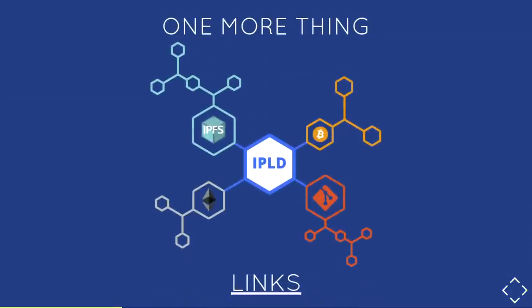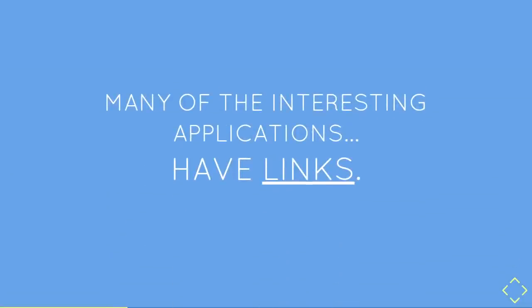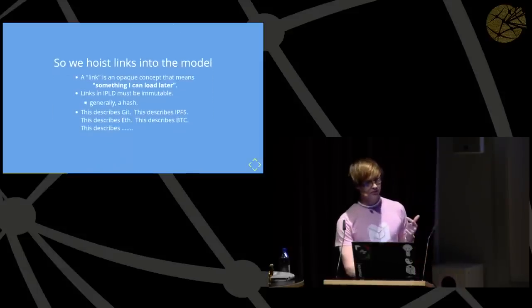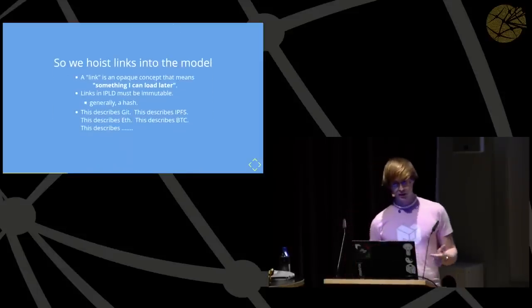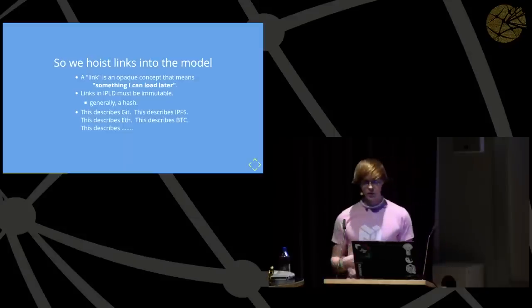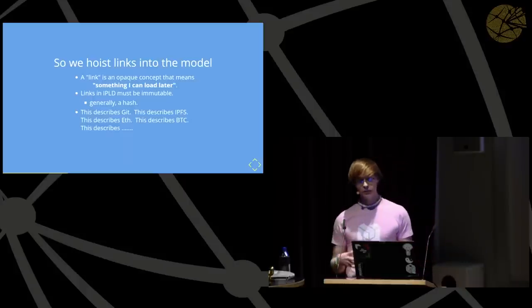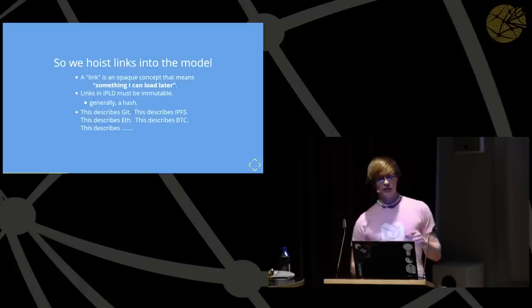But one more thing. We're here to talk about decentralized systems, right? So that other primitive that we need, there's one more. It's links. All of the interesting applications in decentralization have these content-addressable links. So we're going to put that into the data model as well. A link is just an opaque concept that means something I can load later. And in IPLD, we're going to define it a little bit further to say links must be immutable.